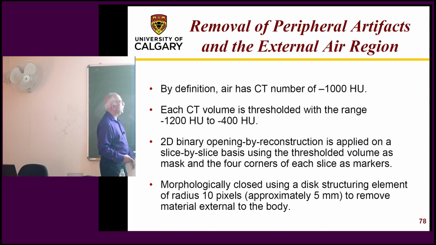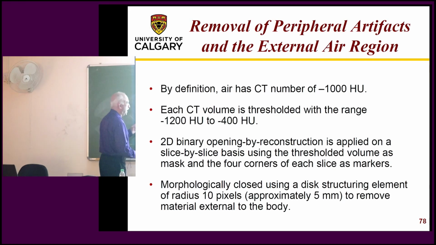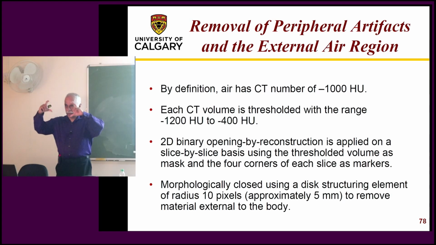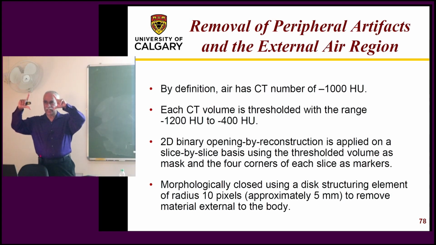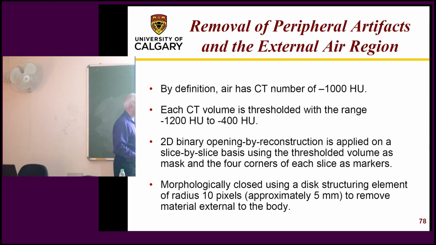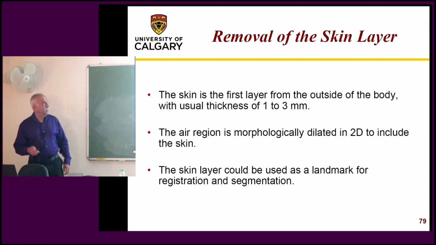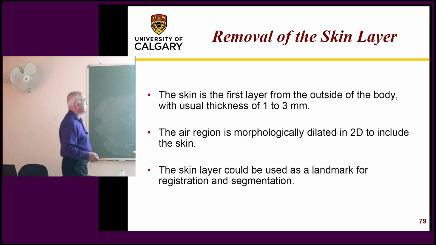And then 2D binary opening by reconstruction is applied on a slice-by-slice basis, using the thresholded volume as mask and the 4 corners of each slice as markers. So you need a reference point to grow the region. So the corner points are the markers. They must be outside the body. And then you give some range here. And then it is morphologically closed using a disc structuring element of radius 10 pixels, about 5 millimeters, to remove material external to the body. There could be a few other objects, blankets and so on, IV tubes and such things.